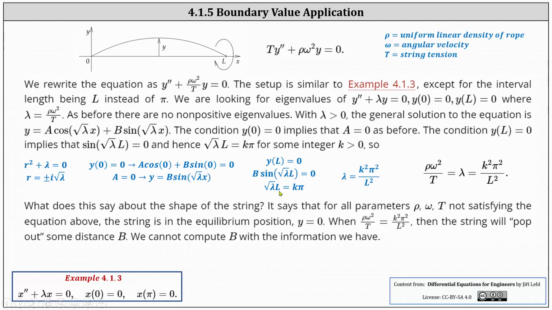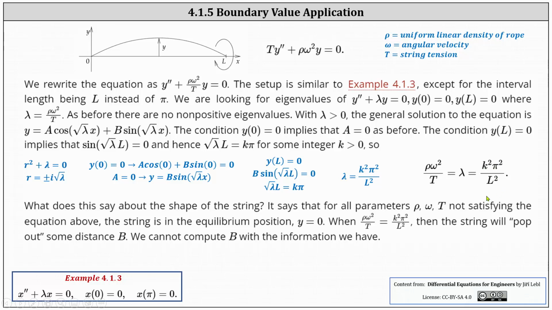And if we solve this for lambda, we have lambda equals k squared pi squared divided by L squared, and recall that lambda is also equal to rho omega squared divided by T, which gives us the equation rho omega squared divided by T equals lambda, which equals k squared pi squared divided by L squared.